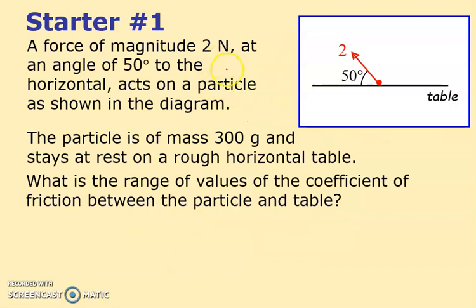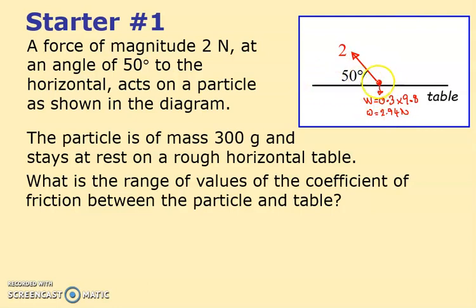So I want to do that, but I've got a couple of starters to look at first of all. A force of magnitude 2, there it is, 2, is at an angle of 50 degrees to the horizontal, and we've got a 300 gram object, so the weight of this, if it's 300 gram, is 0.3. Don't forget it's mg, so we times by 9.8. I think that's 2.94 Newton. So after a while you get to learn these. So we've got the weight.